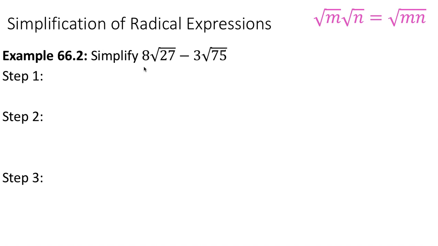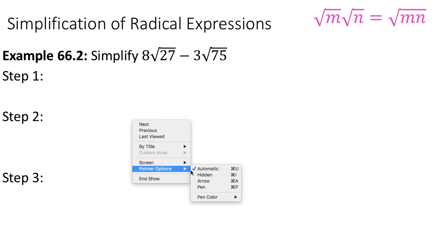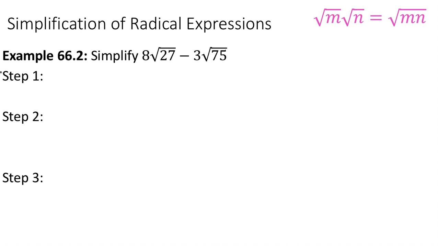Example 2 here, we have 8 times the square root of 27 minus 3 times the square root of 75. So take a second, pause the video, and try this yourself. And so checking the answer here, we don't necessarily have to follow the steps every time. So let's just go ahead and simplify by writing them as prime factors first. So I have 8 times the square root of 27.